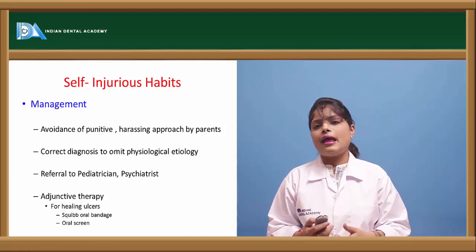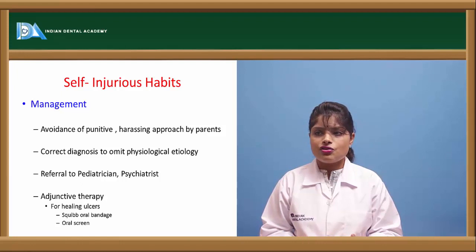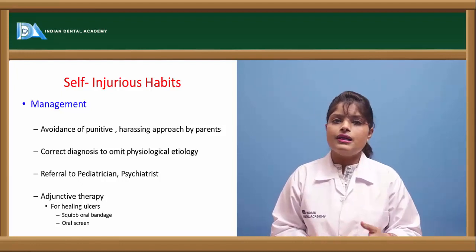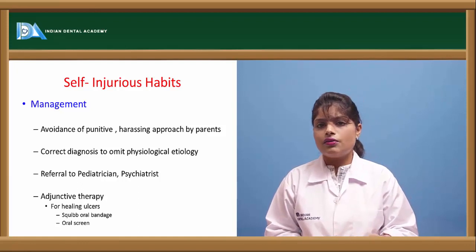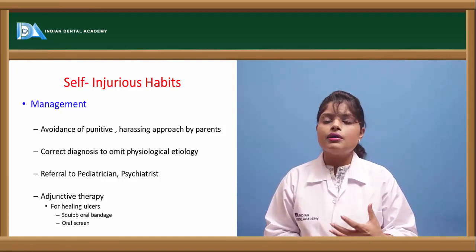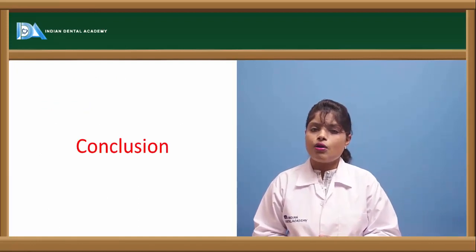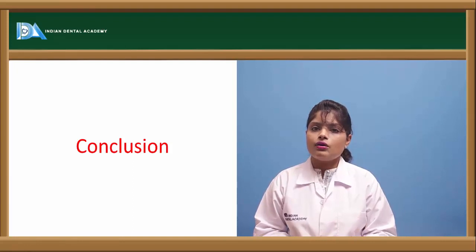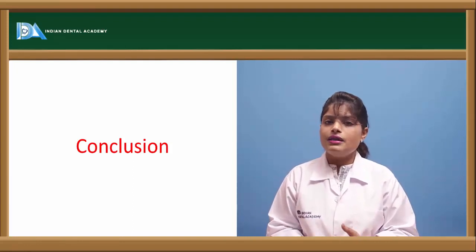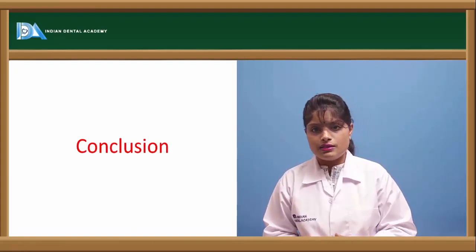The management can be done by psychological counseling or referring to the psychiatrist, and adjunctive therapy or mechanotherapy, like placing the cribs in the mouth or the oral screen or shield or the lip bumper, can prevent such habits. So oral habits are a very important part of the psychological effect on the child, and they can be corrected and prevented by various means. Thank you.